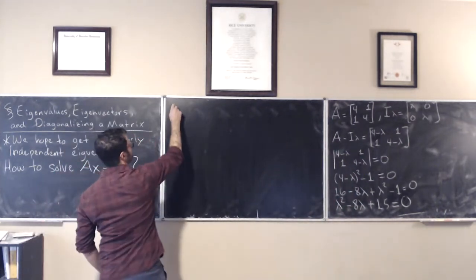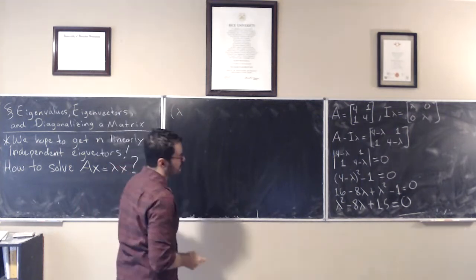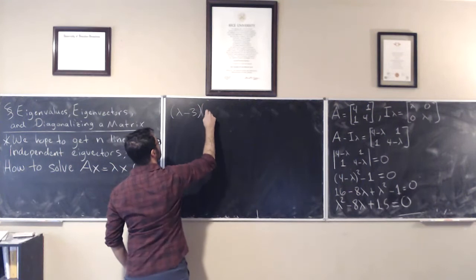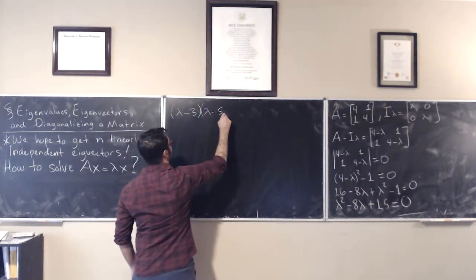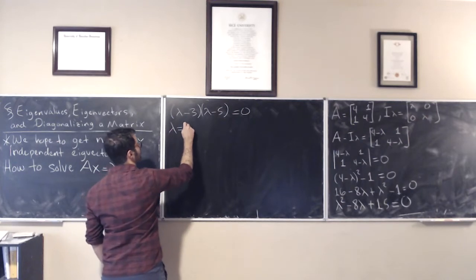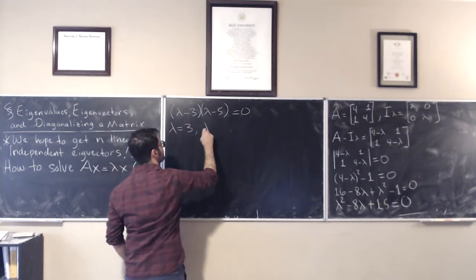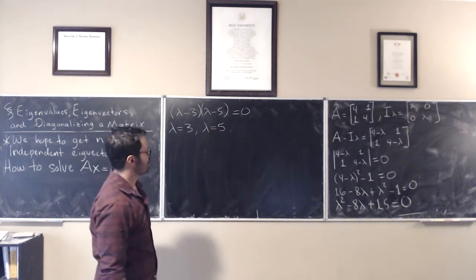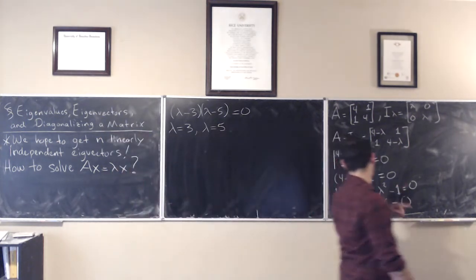So we can factor this as lambda minus 3, lambda minus 5 is equal to 0. And we get that the eigenvalues are 3 and 5. Those are the solutions to this polynomial.